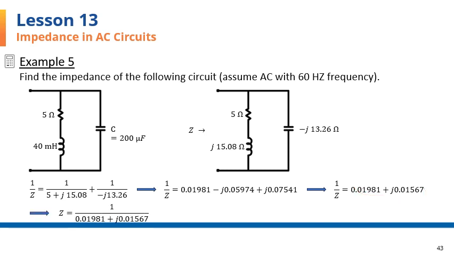And that's shown here. Once again, if you put this number in your calculator and do an inverse for it, you'll get the answer for Z, which is 31.05 minus J 24.56, the equivalent impedance looking into this circuit. And in polar format it is 39.59 ohms with negative 38.35 degrees.